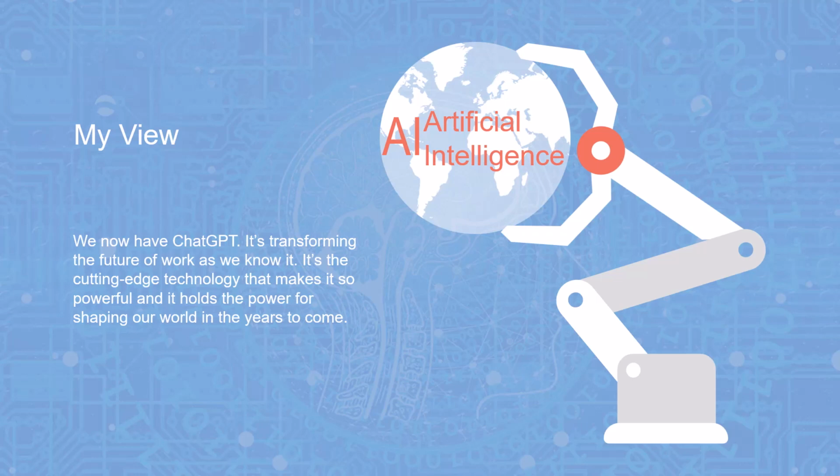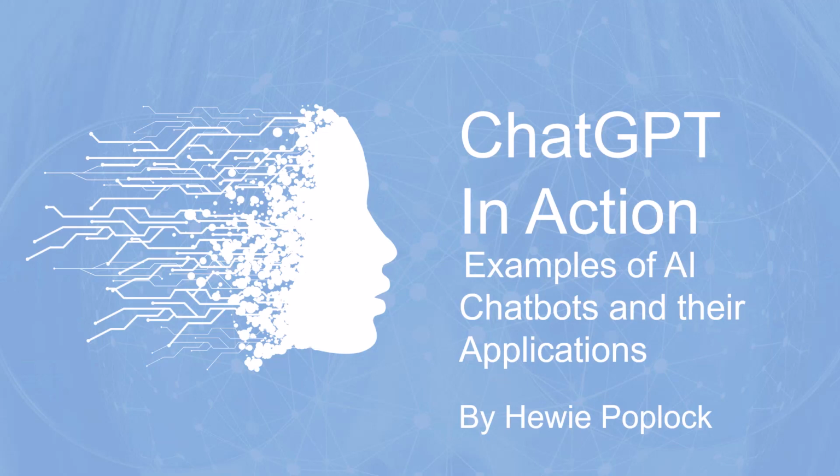We now have ChatGPT. It's the cutting-edge technology that makes it so powerful, and it holds the power for shaping our world in the years to come. This has been ChatGPT in action, examples of AI chatbots and their applications.